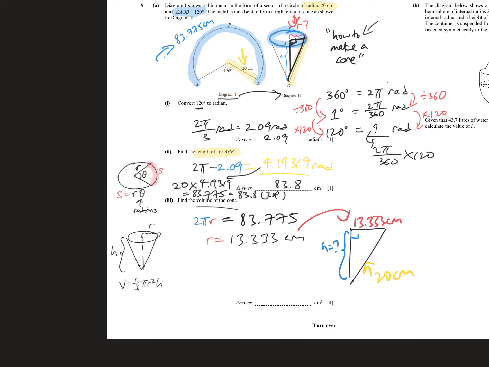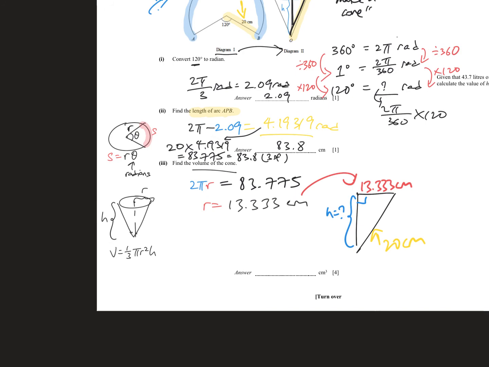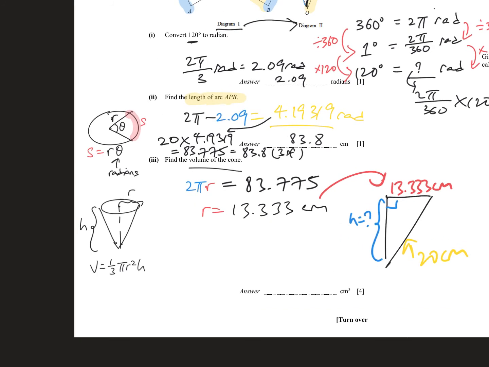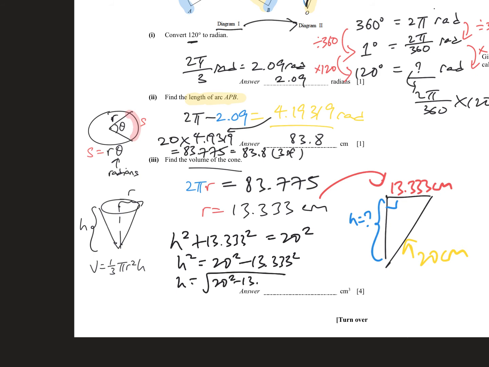We can apply Pythagoras theorem. Yep. So we can say that height square plus 13.333 square equals to 20 square, or that h square equals to 20 square minus 13.333 square, and h equals to the square root of this entire thing, and h is therefore equal to 14.907 cm, to 5 SF.